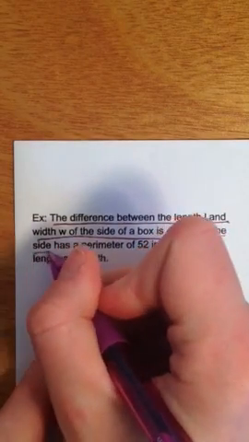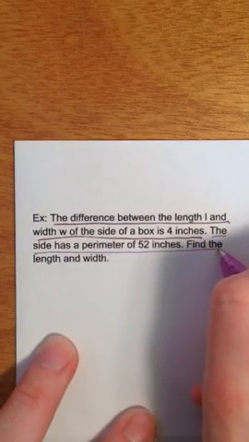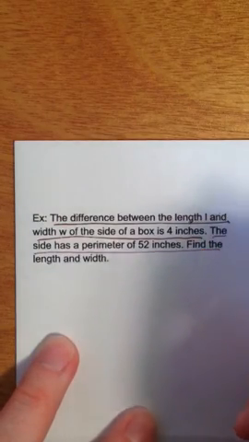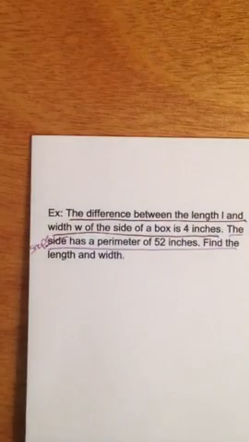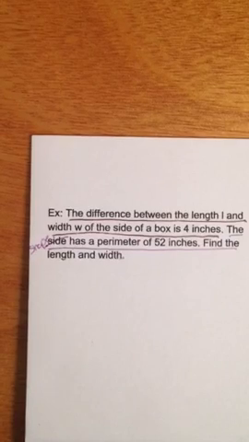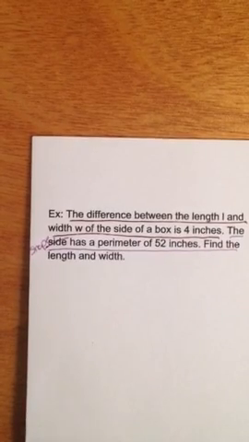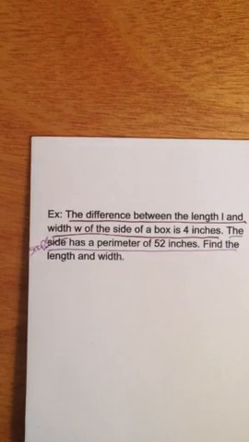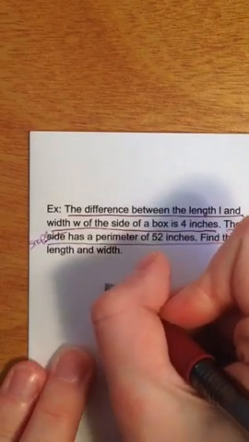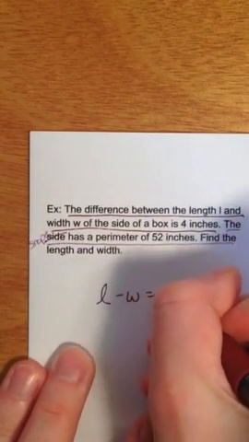The side has a perimeter of 52 inches. The shape, I think it's supposed to say. Sorry about that. Find the length and width, okay? So we need to know a couple things. First off, the first equation is relatively easy. It says the difference between the length L and W of the side of the box is 4 inches. Now the length is always longer, right? So I know my first equation is just L minus W equals 4.